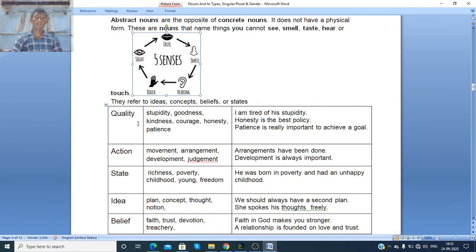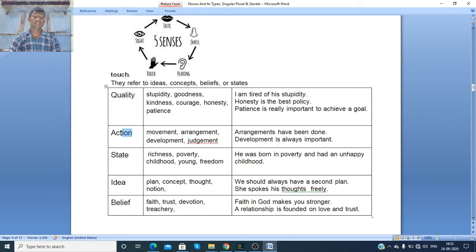Quality: stupidity, goodness, kindness, courage, honesty, and patience are examples of abstract nouns of quality. I am tired of his stupidity. Honesty is the best policy. Patience is really important to achieve a goal.